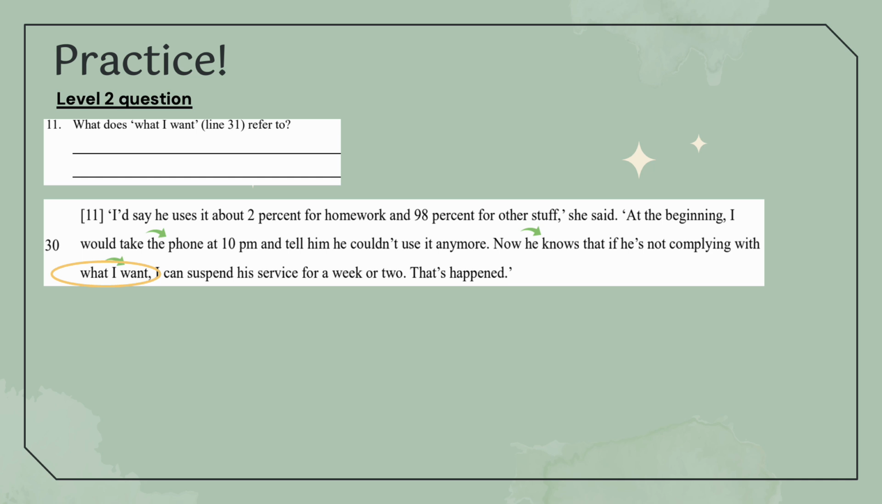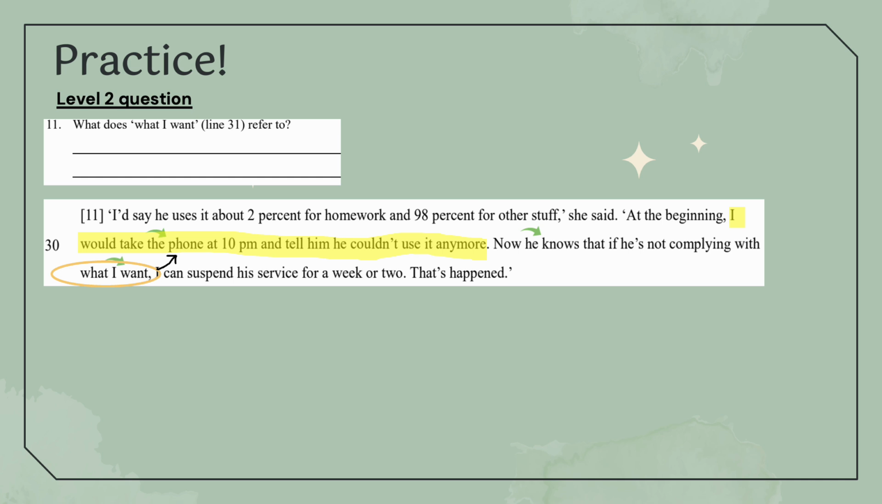First of all, step number 1, we have to circle the reference phrase "what I want" in line 31. Next, step number 2, we have to understand the whole context. By reading lines 29 and 30, you will know that this is a mother talking about her son's phone use.